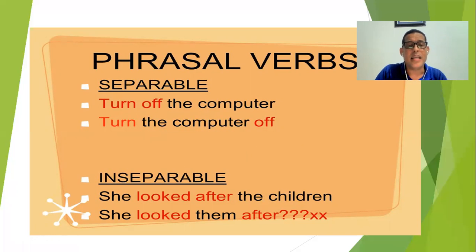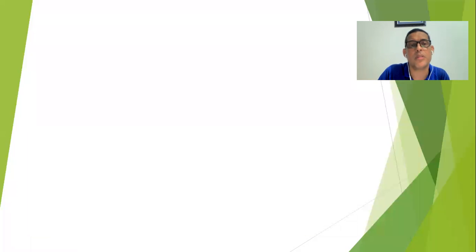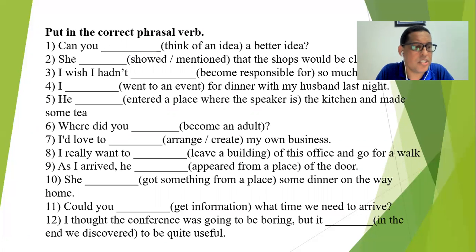So here, this time, with an inseparable phrasal verb, the verb and the particle always go together. They go together, so they are inseparable because they always go together. You cannot separate the verb and the particle. She looked after the children. Now, when you're using the object pronoun, it has to go at the end, since we already said that they are inseparable. So it's wrong if you say she looked them after. Instead of that, you have to say she looked after them because they are inseparable. In this case, look after is inseparable. Inseparable, yes.